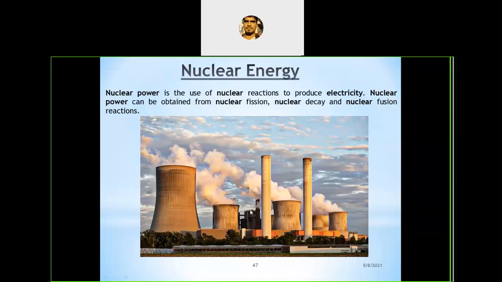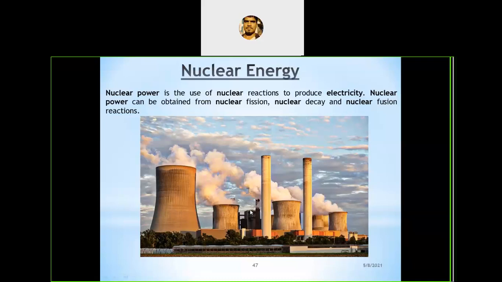Nuclear power has considerable potential, we know that. There are so many countries with nuclear power, and in our India also we have a lot of nuclear power plants. There are three important systems considered for nuclear power generation.